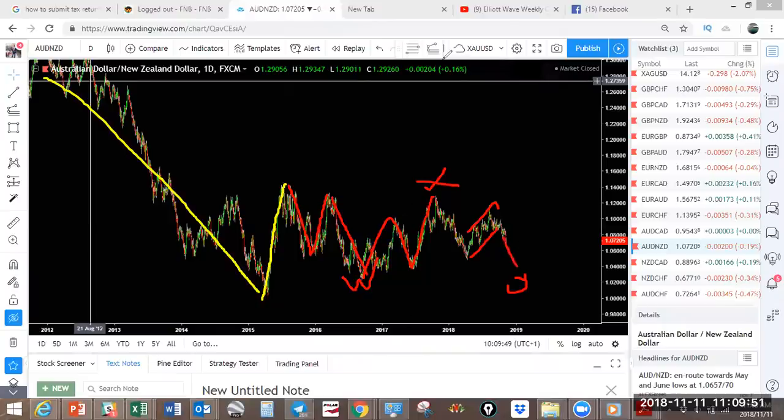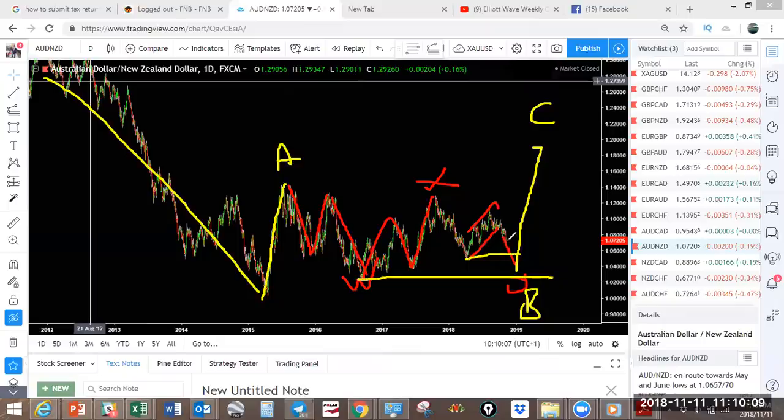What does that mean? What does that do in terms of structure? Then this will be an A move, a very complex B correction, and a C. That is why we're looking for this one to come down. Now, if you forget anything about this analysis, just look out for this one to come and retest this level, and then this level. If we retest this level with this current move, we're going to have a very nice and interesting move to the upside from here.